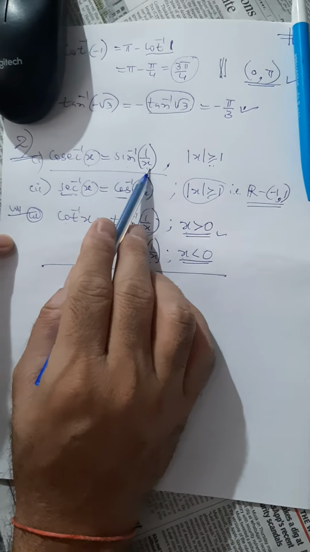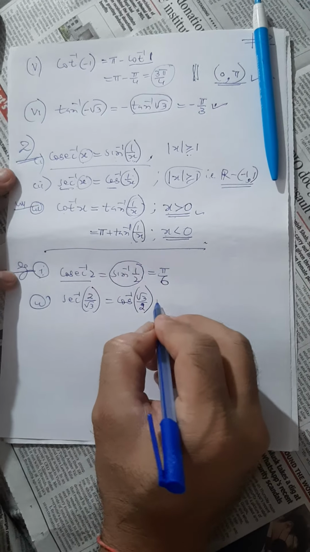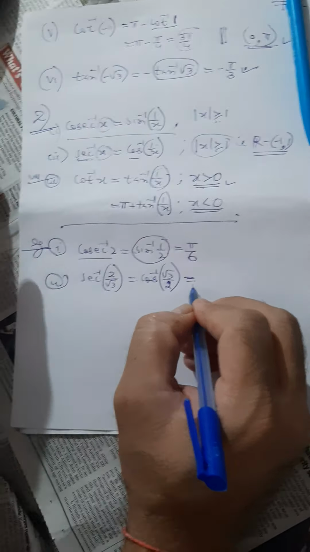Here, for example, I want cosec inverse 2. Now this you can rewrite as sine inverse 1 by 2. You know sine inverse 1 by 2 is nothing but pi by 6. One more, suppose we are given sec inverse 2 by root 3. So this you can write as cos inverse root 3 by 2, which again you know is pi by 6, because cos pi by 6 is root 3 by 2.